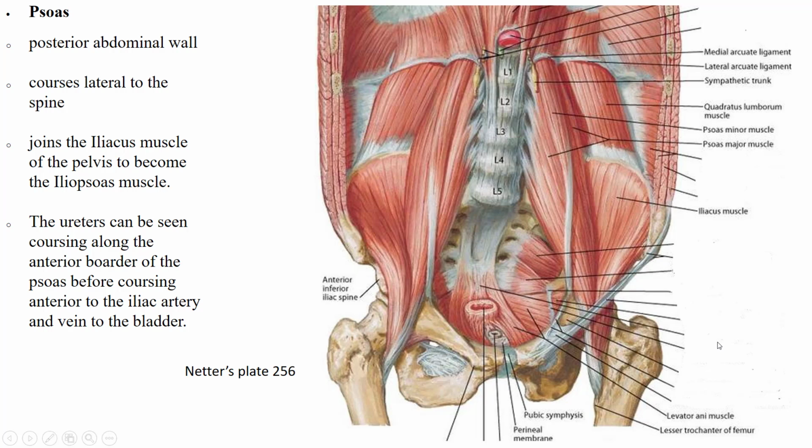Well, we covered most of the details in the previous slide. This view in Netter's gave you a better image of the psoas muscle and the iliacus muscle and how they join together just as they exit the pelvis to become the iliopsoas muscle deep to the inguinal canal. And the ureters course anterior to that psoas muscle. The psoas muscle, left and right, are lateral to the spine.